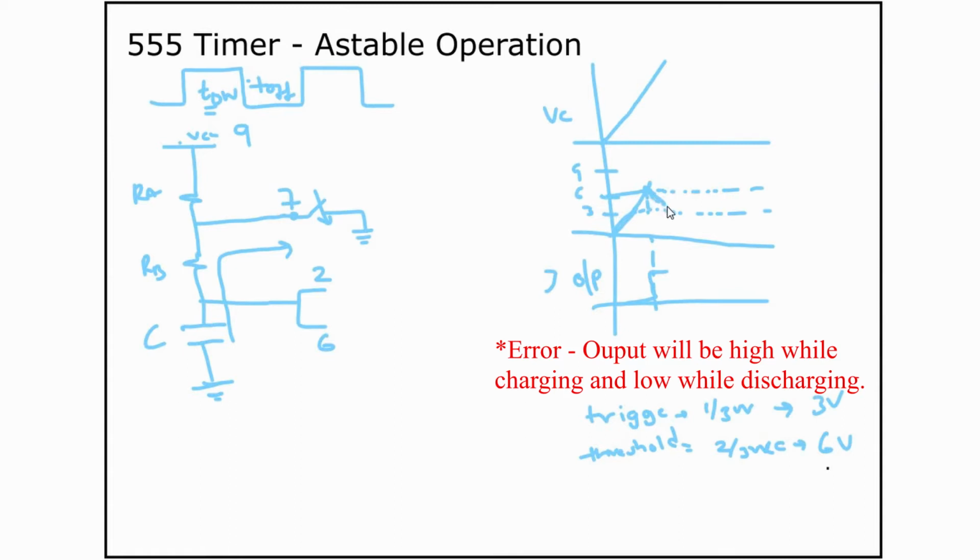When the capacitor starts discharging and the voltage at the trigger pin becomes less than 1/3 VCC, that is 3 volts, this transistor will open. So it will stop discharging in this path, and again it will start charging in the RA, RB path. This continues to happen, and this is how you generate a continuous square wave. It will keep oscillating like this.